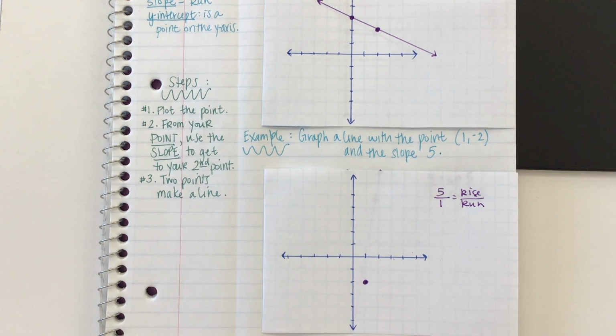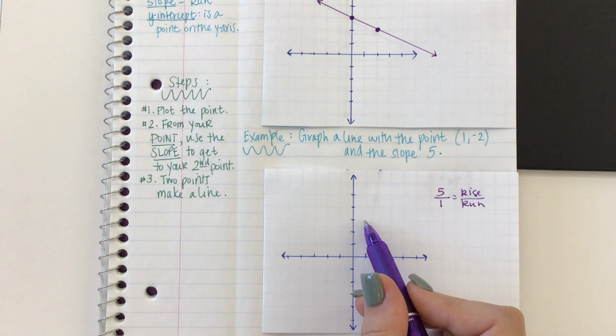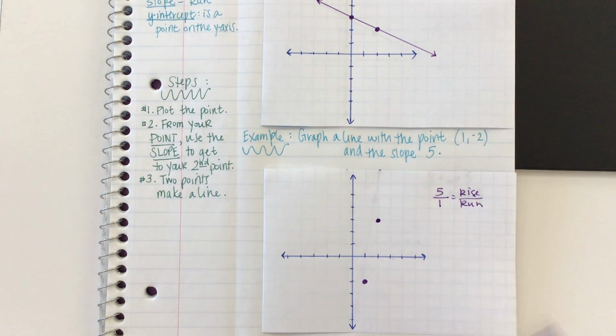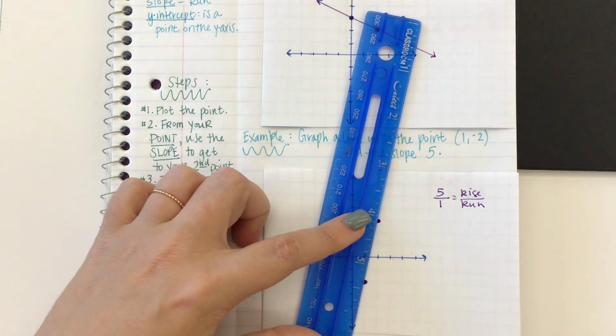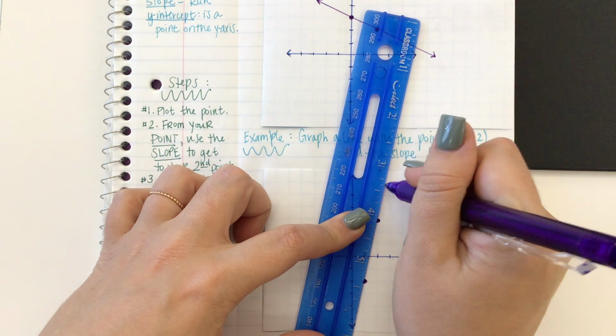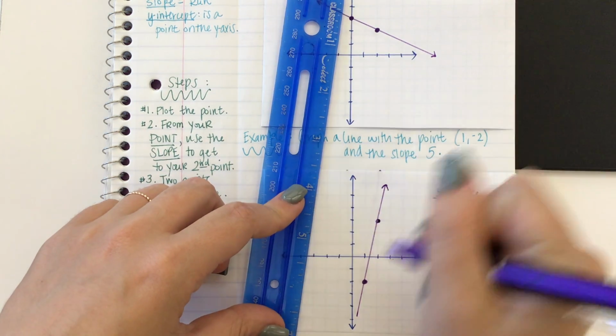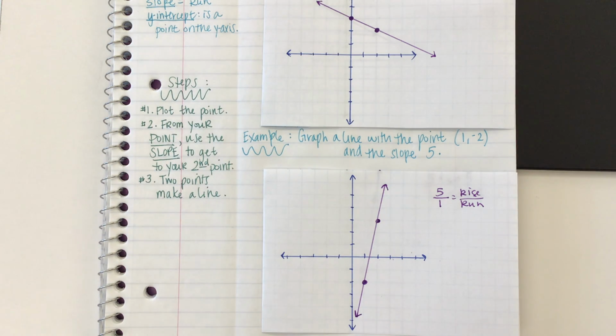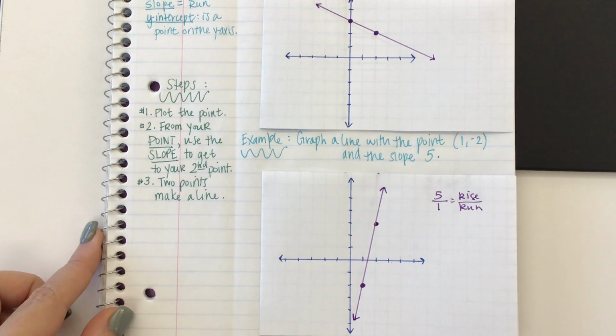So from the point that I just plotted right here, I'm going to rise 5: 1, 2, 3, 4, 5, and I'm going to run 1. Because they're both positive, I went up and to the right. And then 2 points make a line, therefore I'm going to connect my 2 points. I'm going to put arrows on the ends of my line because that's what makes it a line. It is not a line segment, it is a line. And I am done.